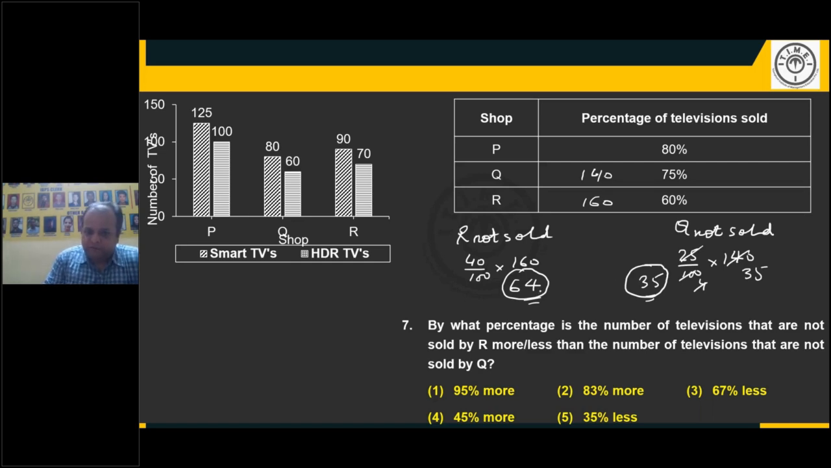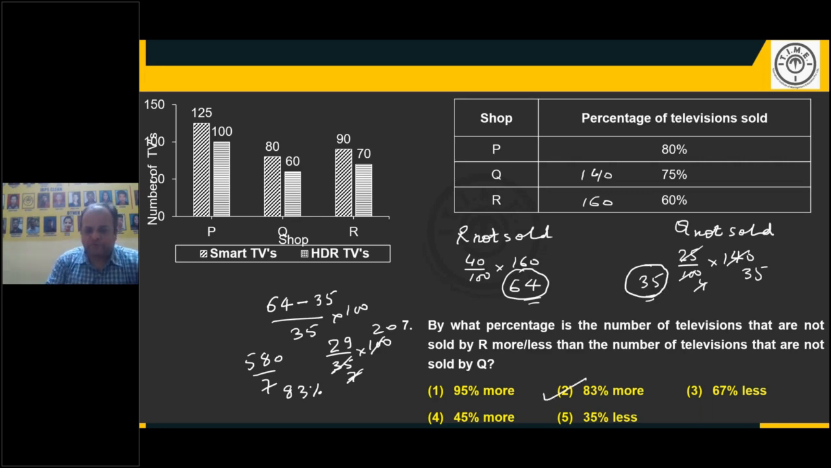Now can you tell me by what percentage is more? So how do we find percentage change? We have to find percentage more or less. So 64 minus 35 upon 35 into 100. So this comes out to be 29 upon 35 into 100, and this is 7, this is 20. So this cancels out. This becomes 580 upon 7, and that comes out to be approximately 83%. So our answer should be 83% more.